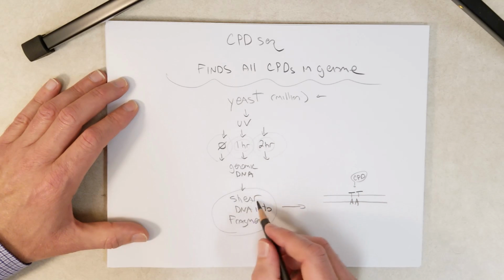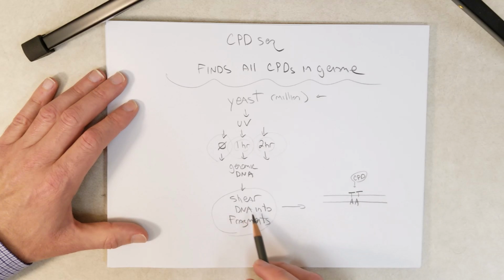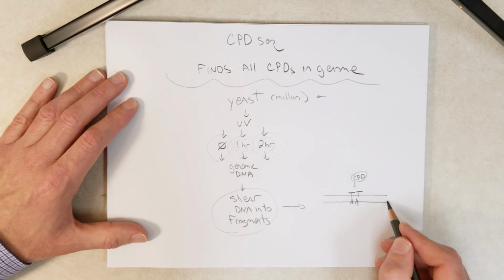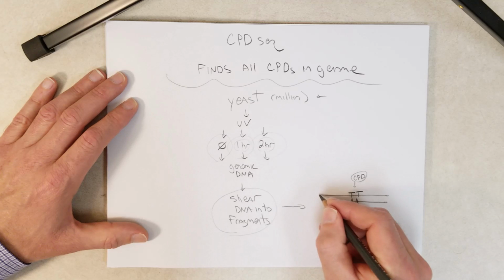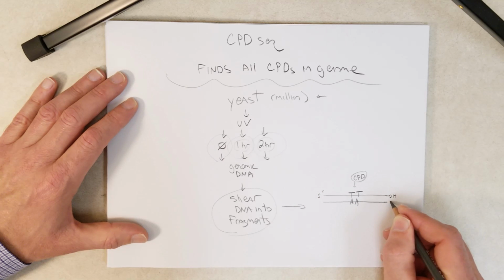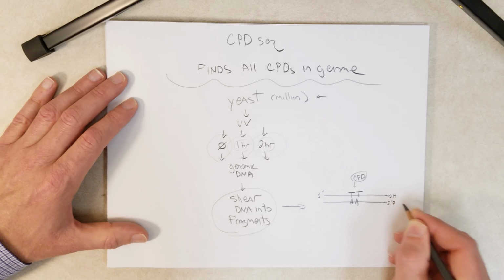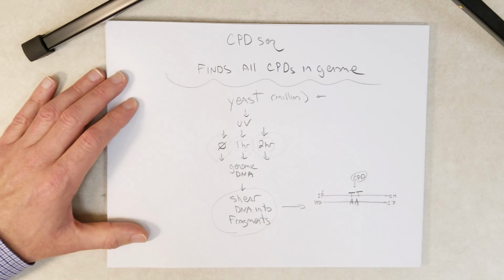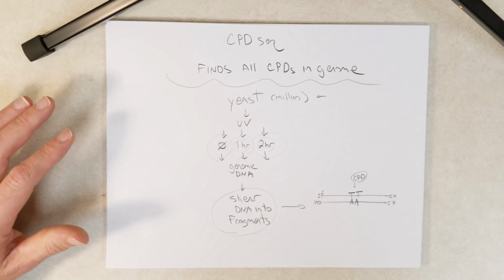So shearing means break the chromosomes into smaller fragments, and then we'll polish the ends so they're blunt-ended. And there are ways we can do that with certain enzymes. So there'll be a 5' end here, OH group here, 5'. The 5' ends have phosphates. OH group here.